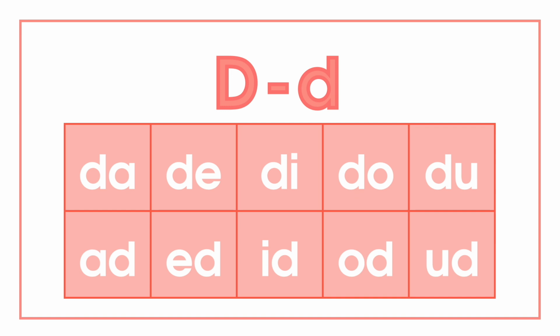The sound d. This sound is different from the English sound which is pronounced by putting your tongue behind your upper teeth. In Spanish, it's an interdental sound. We place the tongue between the teeth, and it is very similar to the th sound in English, as in father or brother. We read da, de, di, do, du. Ad, ed, id, od, ud.